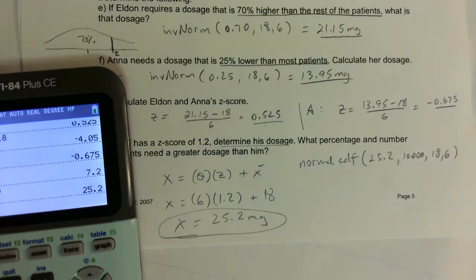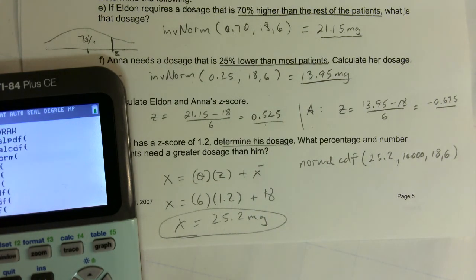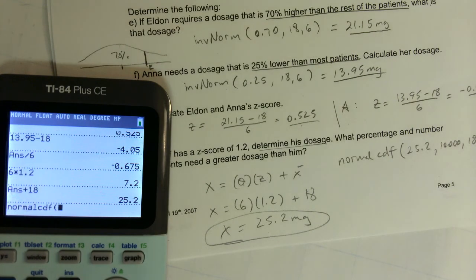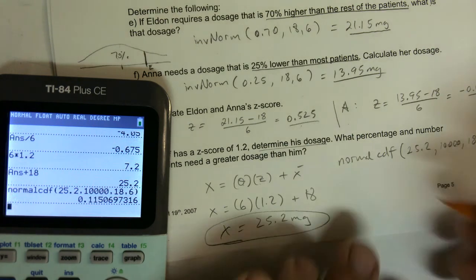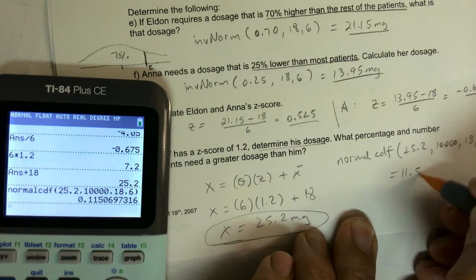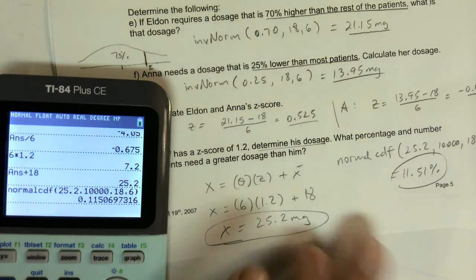And I'm going a little fast, but I'm recording all of it. At least I am. Okay. Normal CDF, 25.2, 10,000. Some of you are just listening, which is okay, but you will only learn math by doing math, okay? So you need to figure out a way to do that.